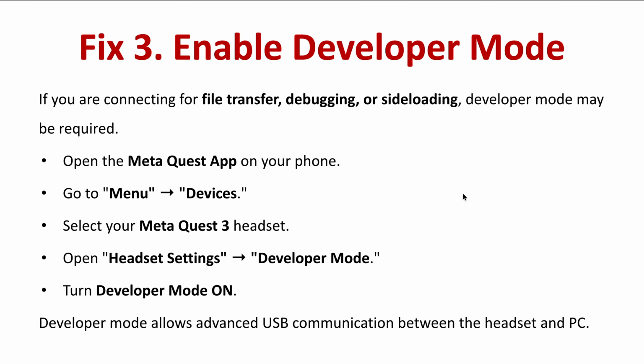So third fix is enable developer mode. If you are connecting for file transfer, debugging or side loading, developer mode may be required. Open the MetaQuest app on your phone, go to menu, then devices, then select your MetaQuest 3 headset. Open headset settings, developer mode, turn developer mode on. Developer mode allows advanced USB communication between the headset and PC.